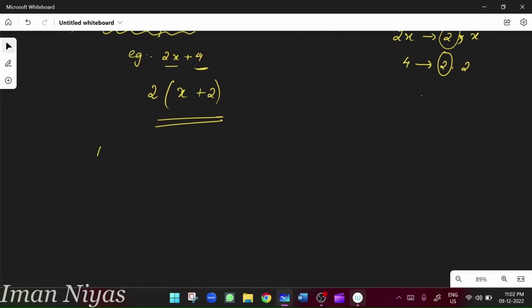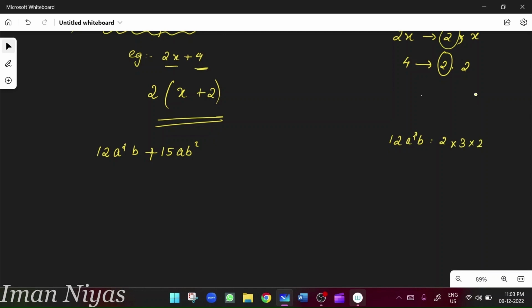12 a square b plus 15 a b squared. So first we can do the factorization of each term, that is 12 a square b. How can we do the factorization? What are the factors of 12? Can we write it as 2 multiplied with 3 multiplied with 2?